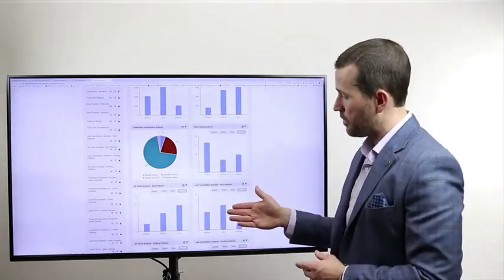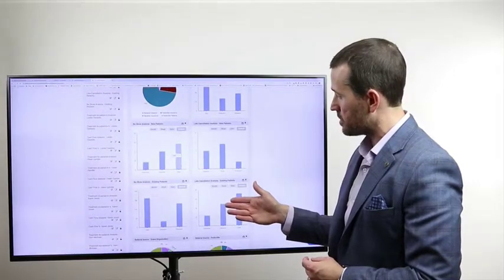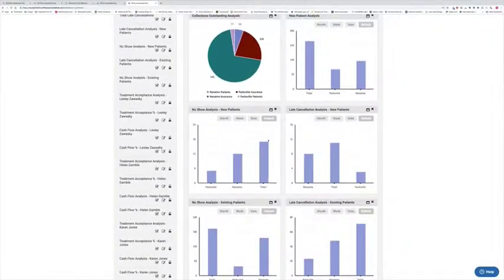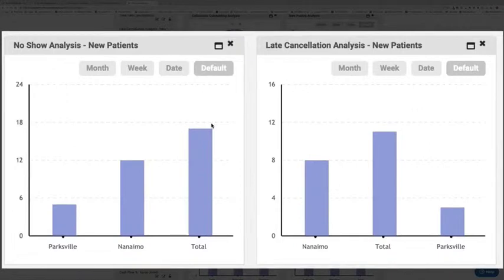So if we scroll down here, we're going to go into the financial analysis, if you can find that. This particular practice, and I love this because it's part of our EPI course, has total visibility of the no-shows of both their new and existing patients right in here, and they also have total visibility of the late cancellations, because a late cancellation is different than a no-show. So for that practice, that's 17 new patient no-shows, and just from 2 locations combined.